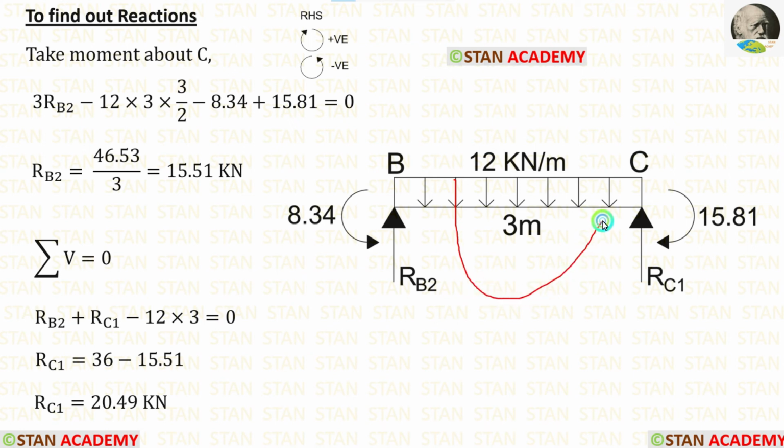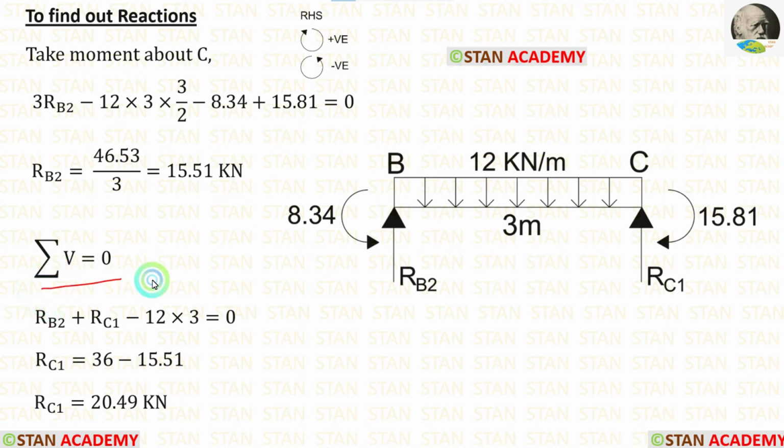The UDL is acting towards the point C in the anticlockwise direction, so it will be negative. For the UDL, we have to multiply with the distance and distance by 2. Here the distance is 3 meter, so 3 into 3 by 2. Then we are having two moments. 8.34 is acting in the anticlockwise direction, so it will be negative. 15.81 is acting in the clockwise direction, so it will be positive. Finally, we are getting RB2, which is equal to 15.51 kN.